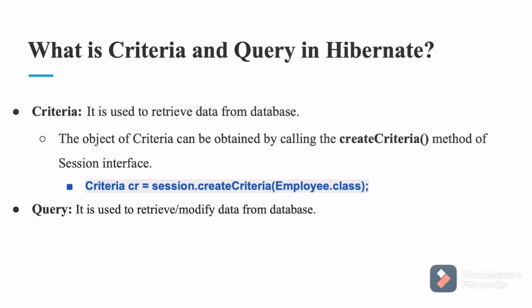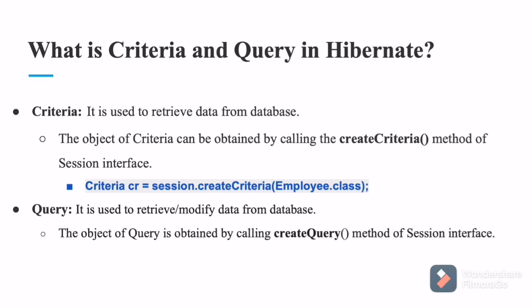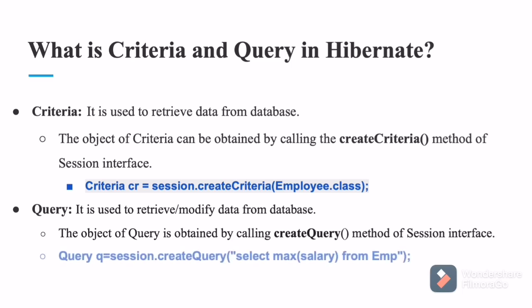So this is the main difference. By using criteria we can only get the data, whereas in query we can perform both, like getting the data, and also we can modify the data. The object for query is created by calling the createQuery method. So session.createQuery, and inside this we can pass the actual query.